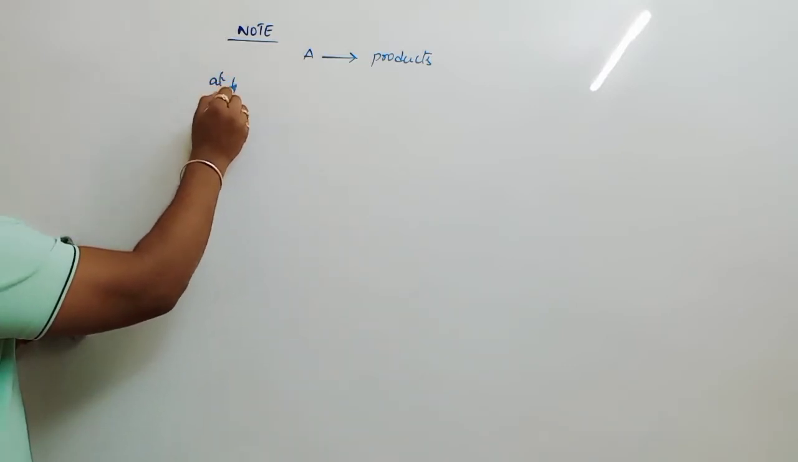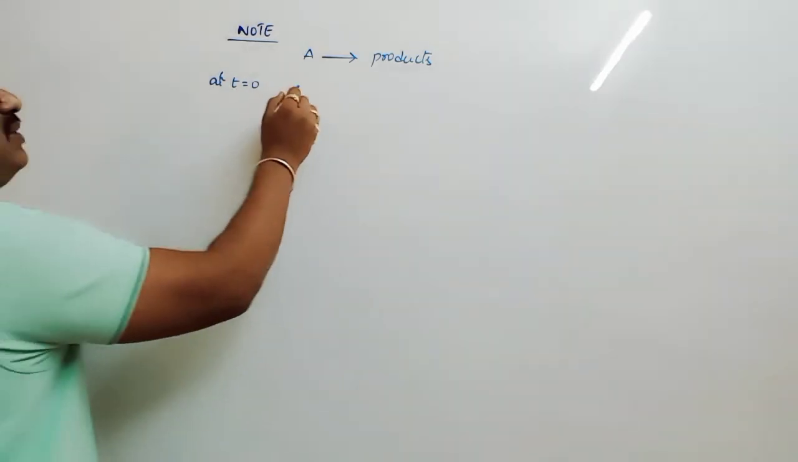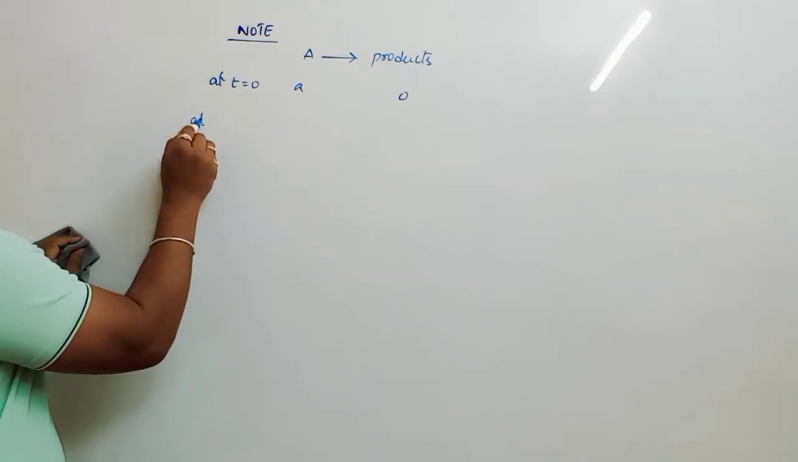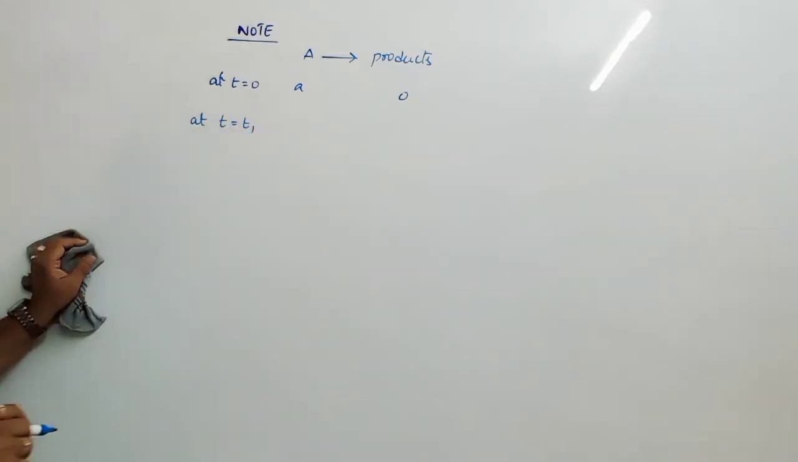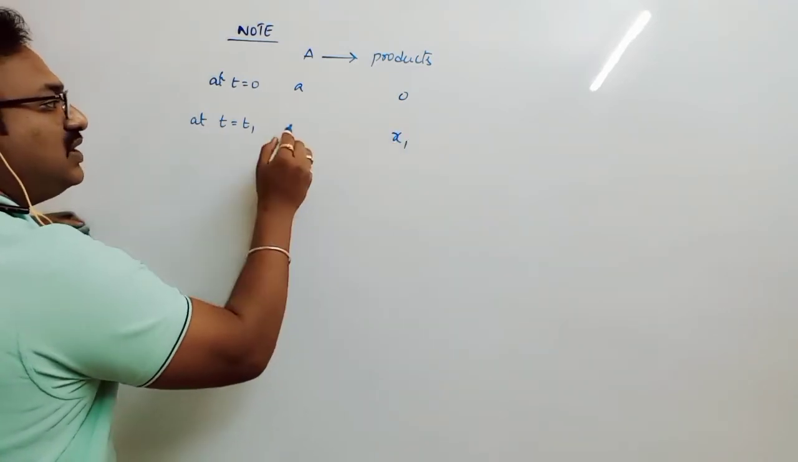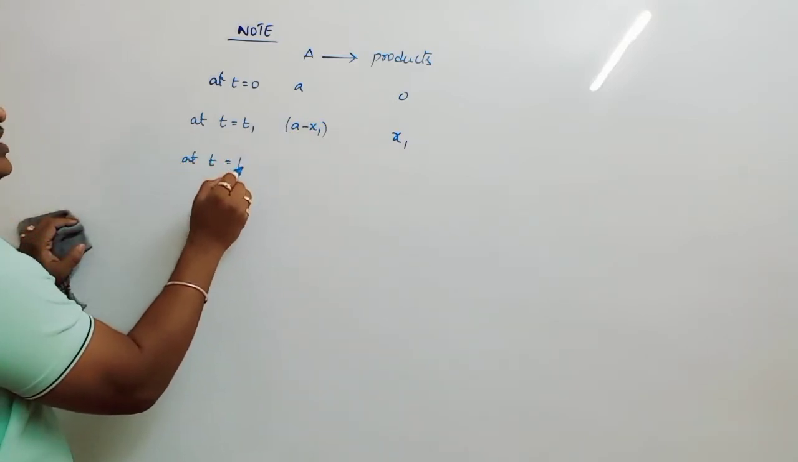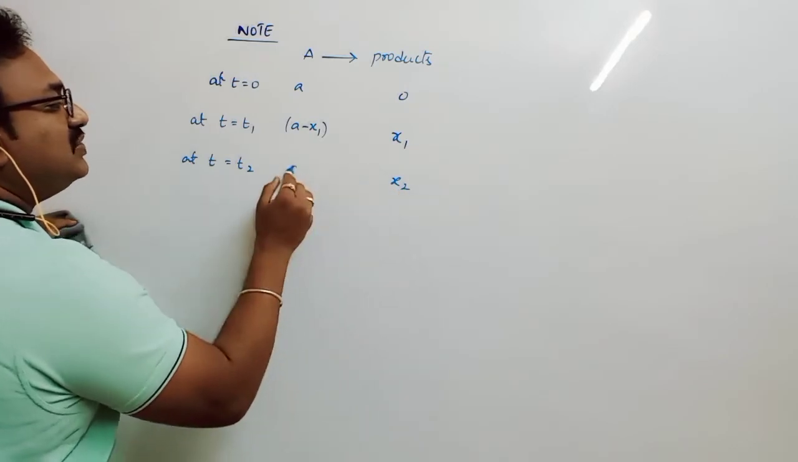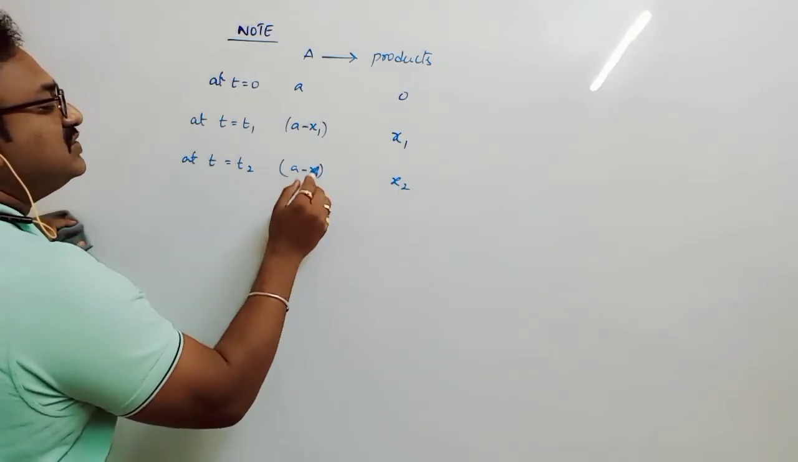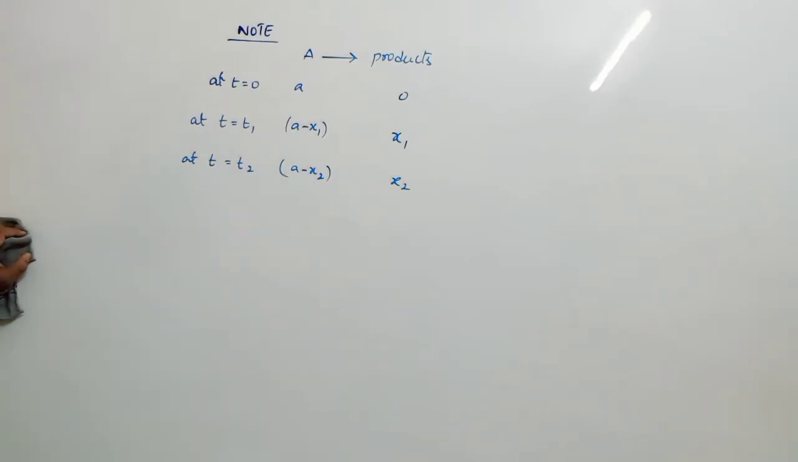Now, at t is equal to 0, initial state, let me take a. Now, at t is equal to t1, let me make this x1, then this one will be a minus x1. Now, at t is equal to t2, it will be x2, and this one will be a minus x2. Understand? So this is about two different time periods. Initial, then T1, then T2.